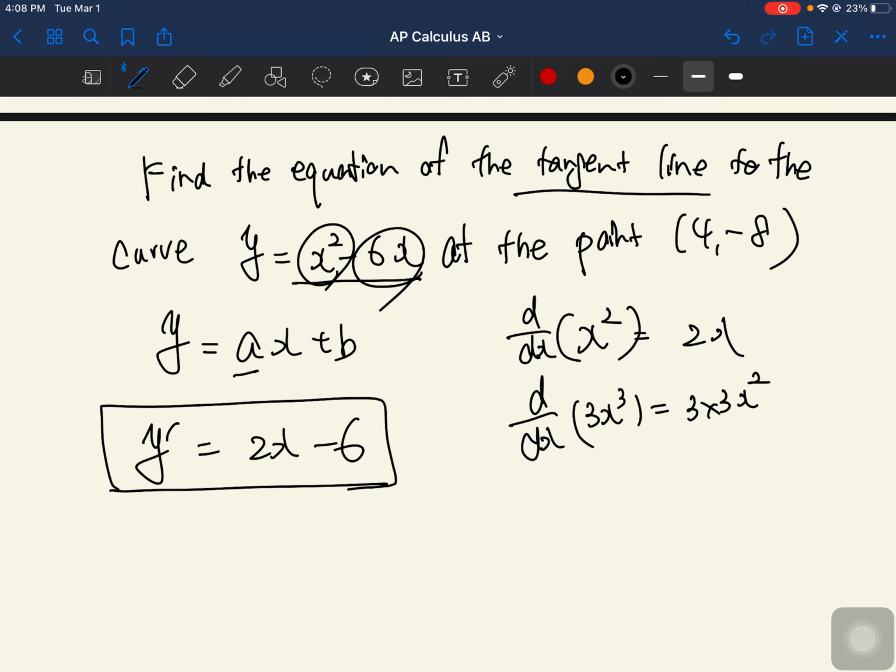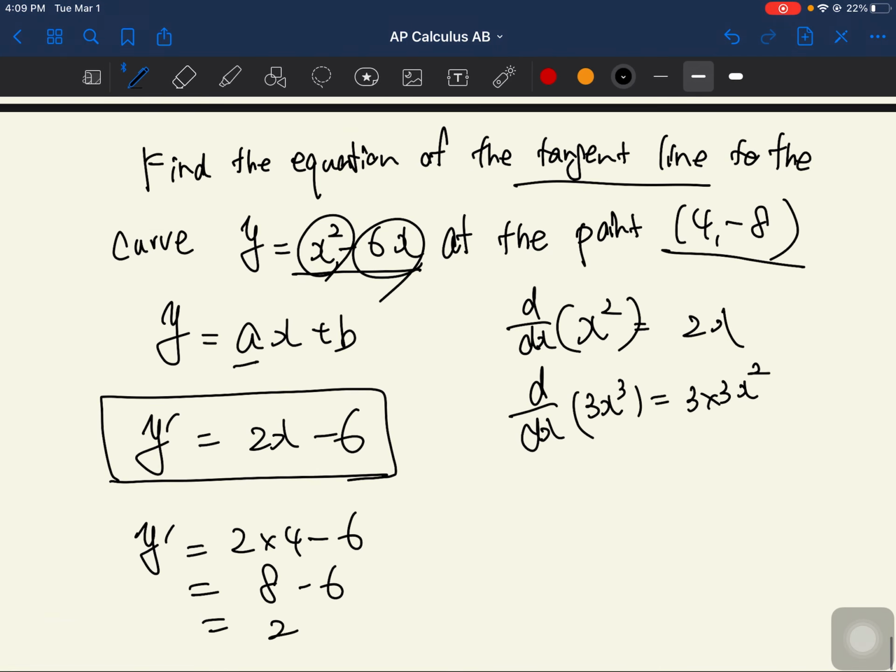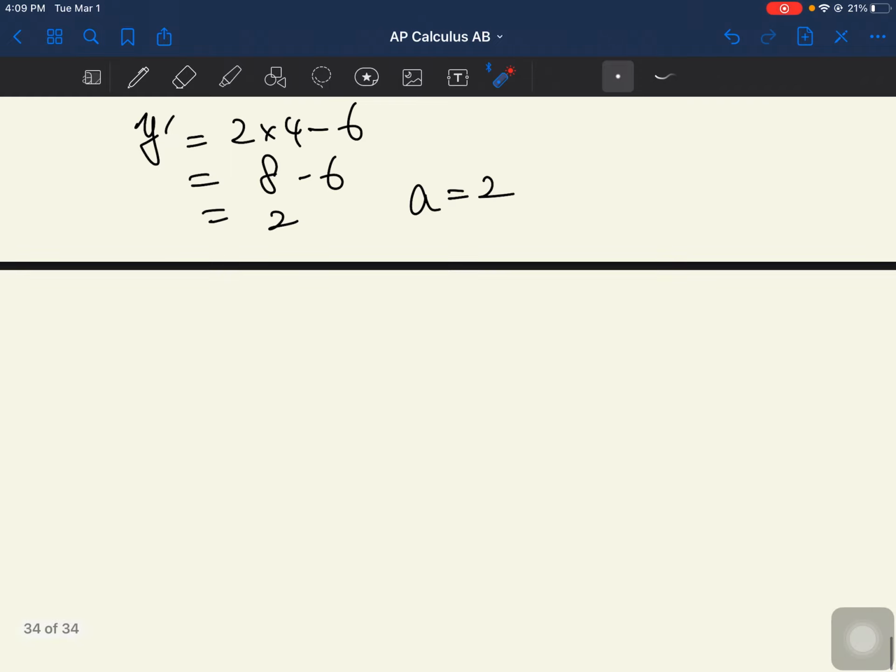Now you found the function of the derivative, but you actually want to find the slope at this point, 4, negative 8. So you plug in 4 into here, because it's just the equation of the derivative, so you never know which point it is. You have to specify the point, and the x value is here. So y prime equals 2 times 4 minus 6, 8 minus 6, and the answer is 2. So now you got a value of 2. What I did is find the derivative first. They want the slope when x equals 4, so you plug in 4 into x here, and then you found the slope.